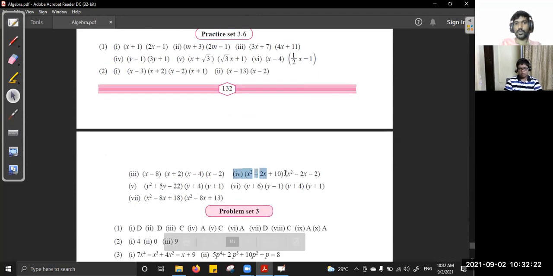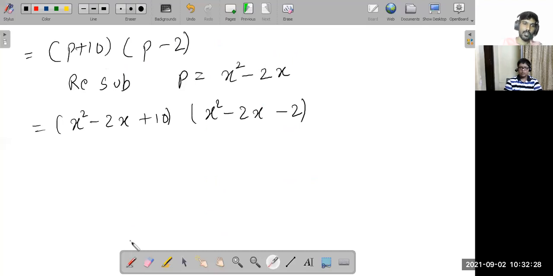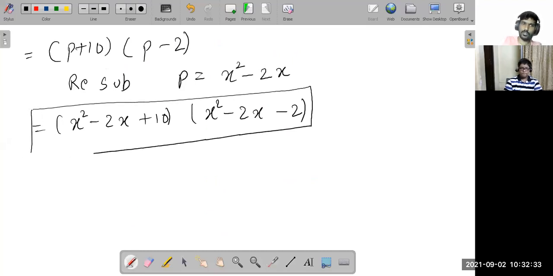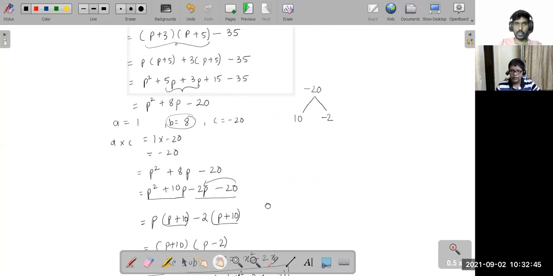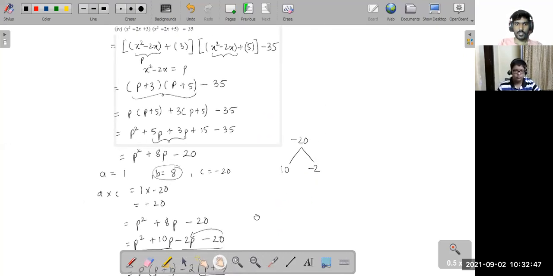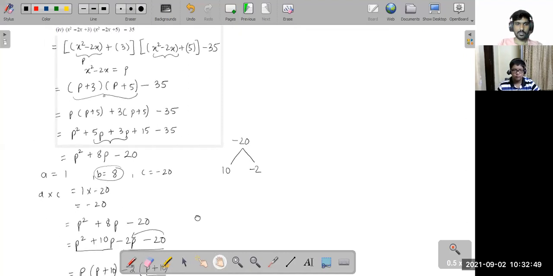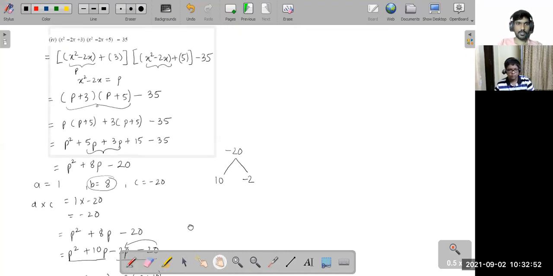Okay, fourth one answer is just up to here. I think no need to solve. So back they're saying the answer is up to here only. So don't solve. Keep it here. X square minus 2x plus 10, x square minus 2x minus 2. Got it? Is the sum clear? Yes, sir. Okay, so go through the sum, write it down. Just let me know, then I'll scroll afterwards.